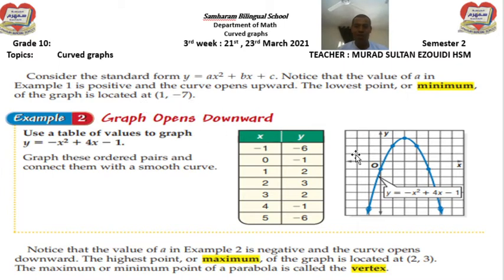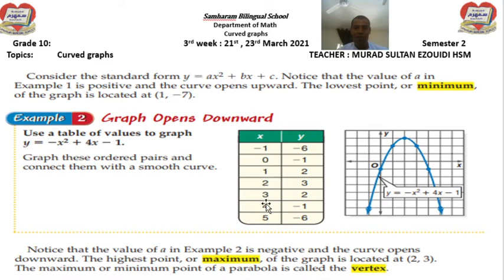Now we'll see another example when the coefficient of the x squared term is negative. For example, here a is negative 1, b is 4, and c is negative 1. We'll see if this one will open upwards or downwards. It's clear that it will open downwards, because the x squared term is negative here.